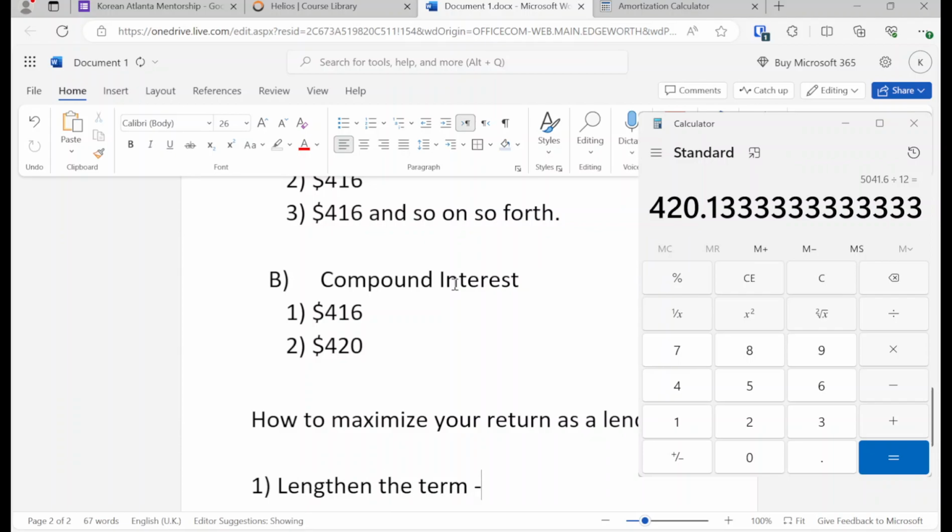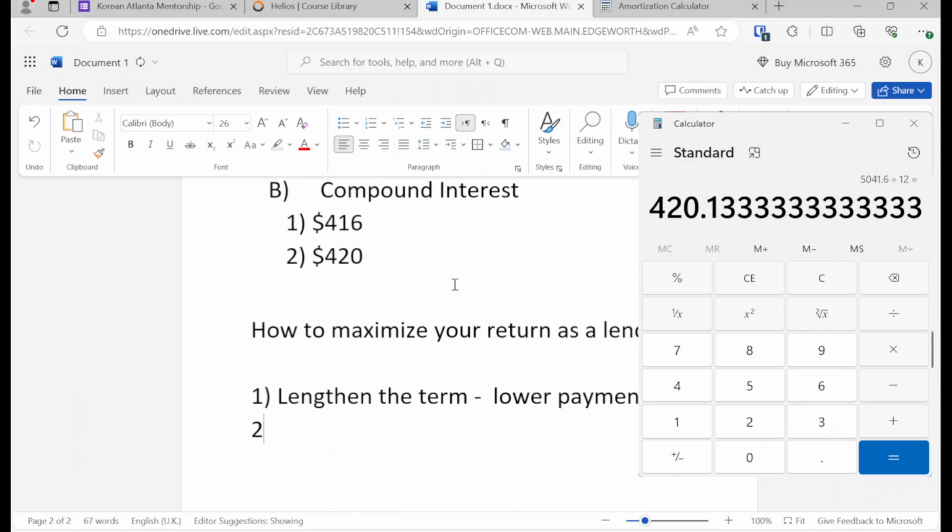And lengthening the term will mean a lower payment, okay? And then number two is increase the interest rate, right? Now, people are more privy to this. They can see this clearly has an effect on how much they pay, but they're not too privy to this. When they see this, they actually think they're saving money, right?